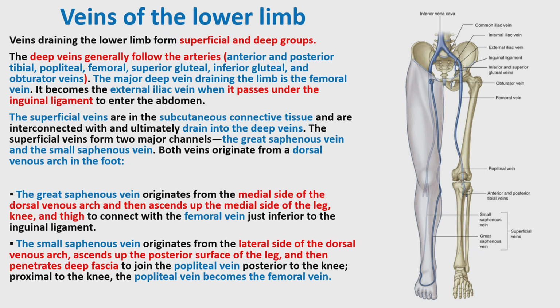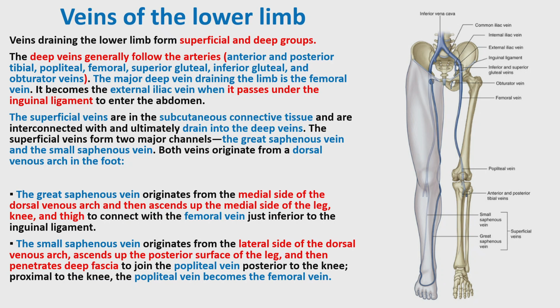Regarding the deep veins, they generally follow the same course as the artery. In the lower limb, the femoral, the popliteal, the anterior and posterior tibial and fibular arteries have parallel veins with the same names. So if you study the artery, more or less you know the deep veins of the venous drainage of the lower limb.